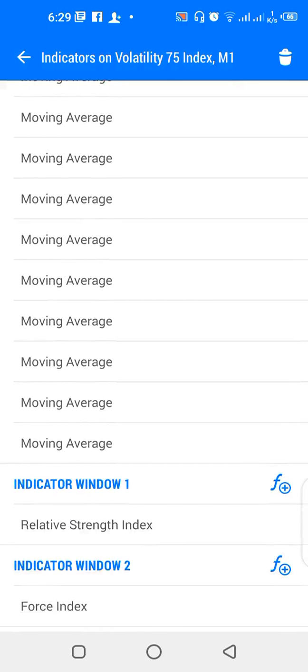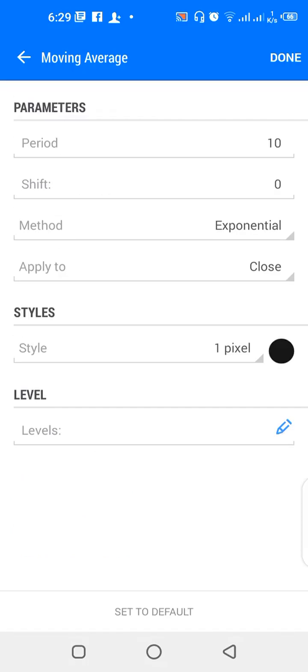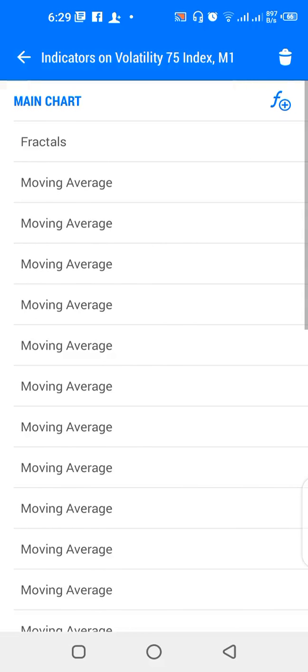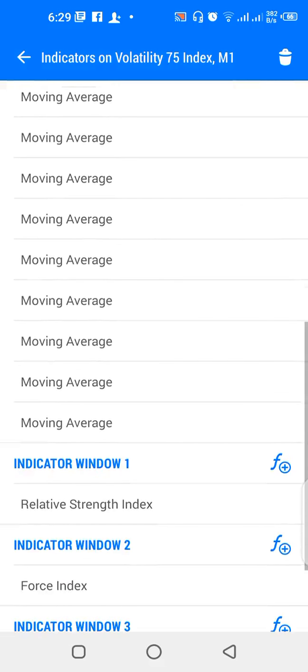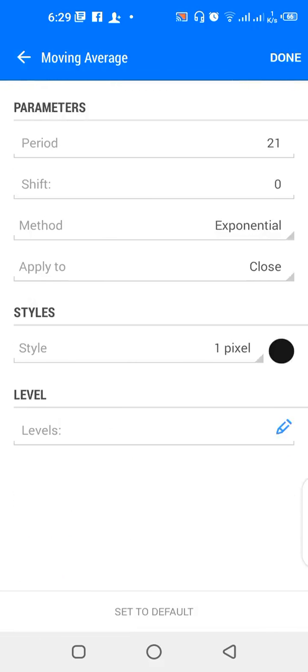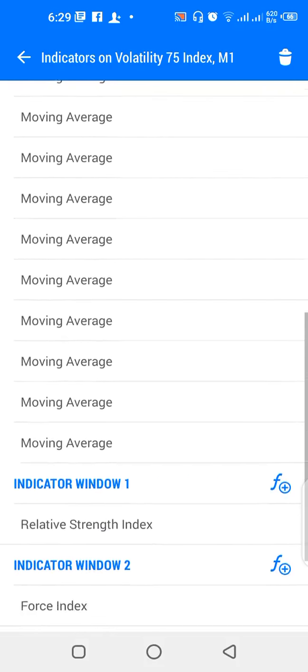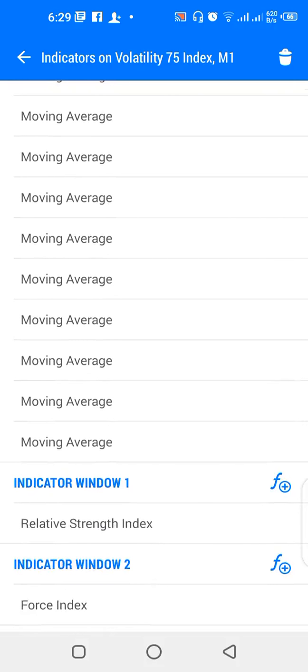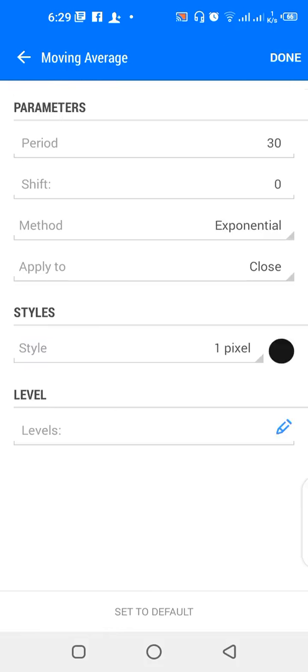Okay, the 16th one is 10 EMA, color is black. The 17th one is 21 EMA, color is black. The 18th one is 30 EMA, color is black.